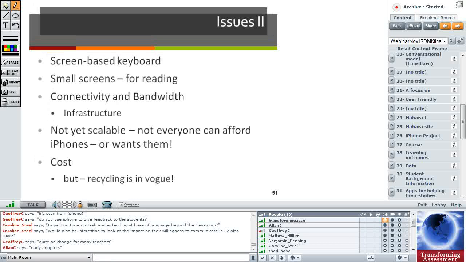And the second part of issues we've got, the size of the screen-based keyboard is still an issue. They're still not as fast as I thought they would be. We have identified some serious issues with our connectivity and bandwidth, and these are always going to be problems, I suspect. And at the moment, the project's not yet scalable because not everybody can afford iPhones, and astonishingly enough, not everybody wants one amongst the population.